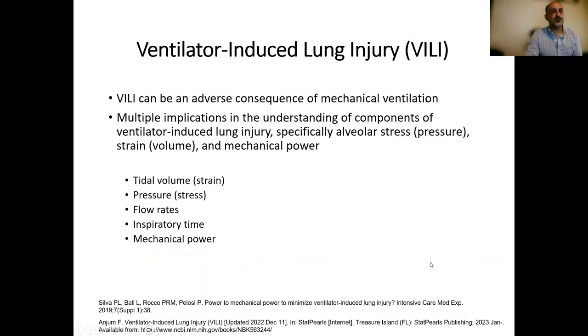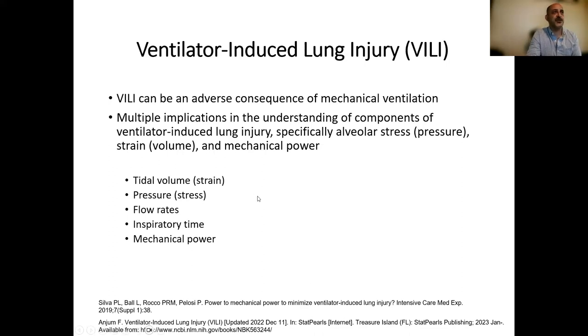So what is ventilator-induced lung injury? It's been talked about for many decades right now. And it looks like every couple of years we have more understanding of the factors that cause ventilator-induced lung injury, or we have more types of ventilator-induced lung injury. Unfortunately, nobody knows what's the exact incidence of ventilator lung injury because we usually misdiagnose it.